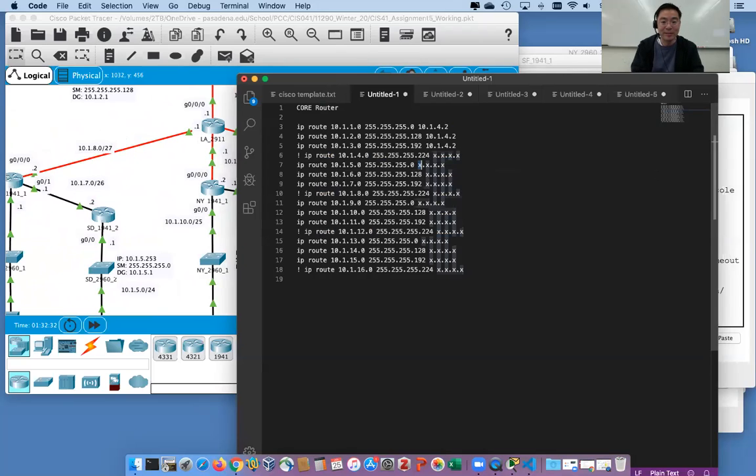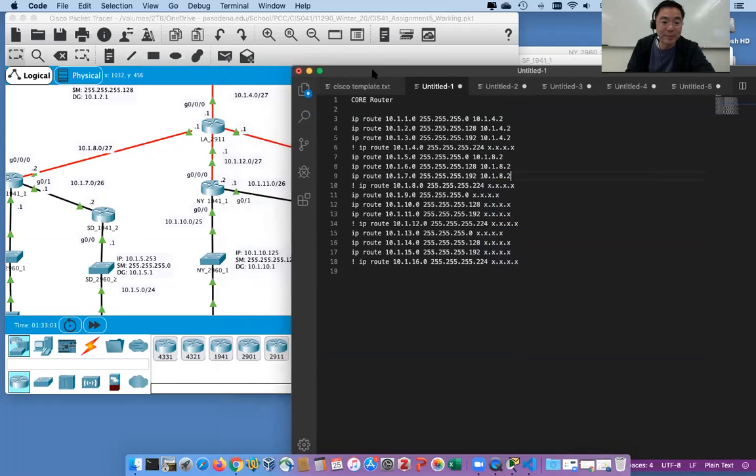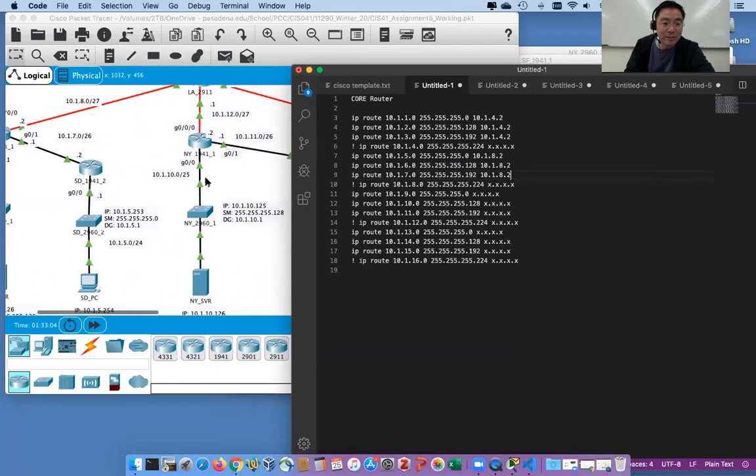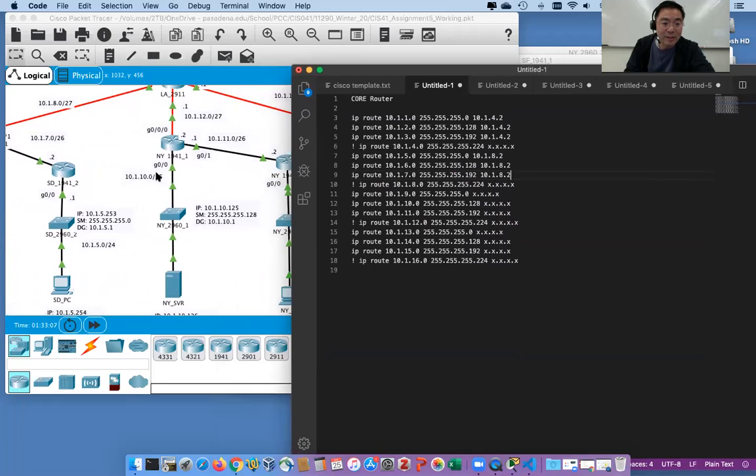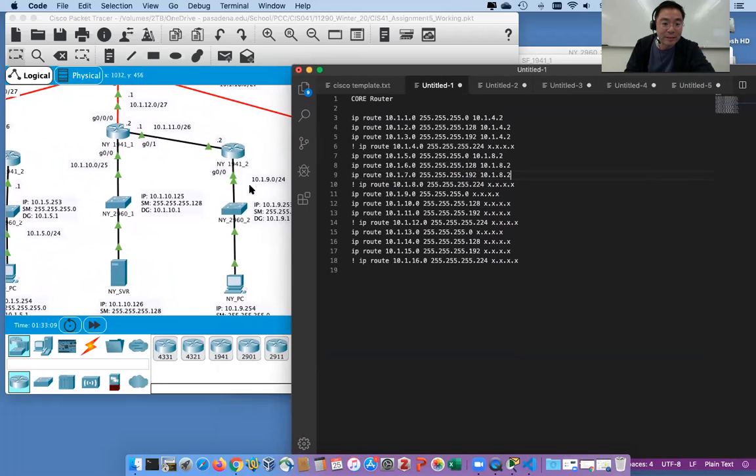Okay, so that means 10.1.8.2, and to the 7 network there, 10.1.8.2. Okay, 10.1.8 is directly connected, so we don't need to advertise that specifically. The next one is 9, 10, and 11.